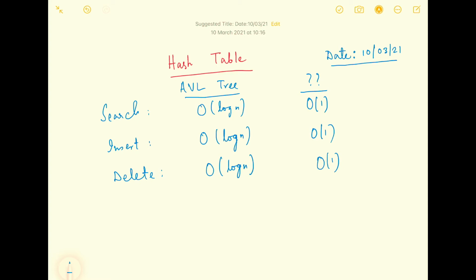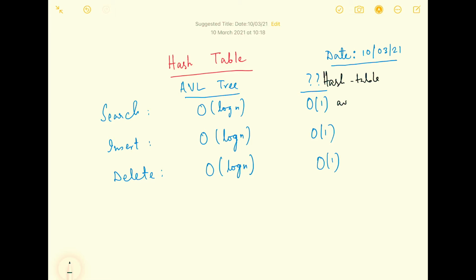In the last lecture, we studied the AVL tree data structure, which can perform search, insert, and delete in order log n time in the worst case. In this lecture, we ask, can we have a data structure which can perform these operations in order one time? And what we will show is that indeed there exists a data structure, which is called a hash table, which performs these operations in order one time, but not in the worst case, but in the average case.